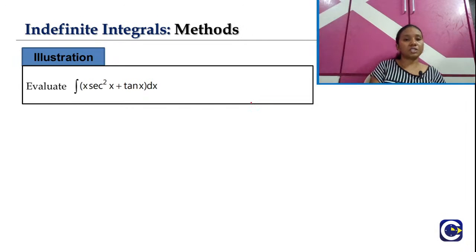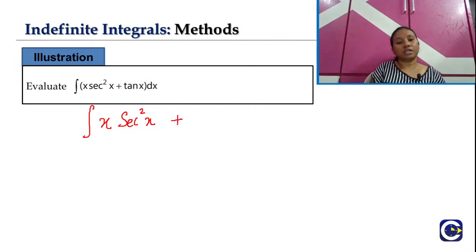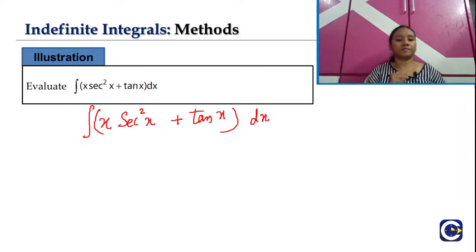So here, if we observe the given integral, it is integration of x into secant square x plus tan x and the whole dx. If we want to simplify this in our normal method, we have two functions which are both in the variable x. So it's obvious that we have to apply our UV rule, that is integration by parts, and simplify it. Instead of that, we have just seen our proved results. So just identify which form it belongs to, and write the corresponding result for this.